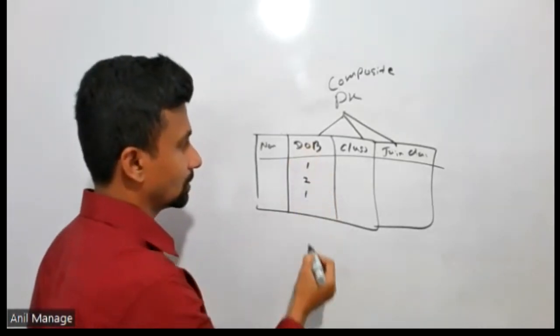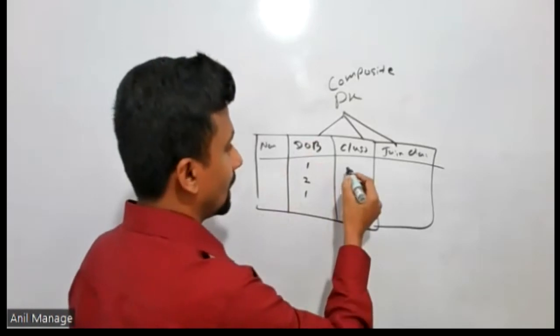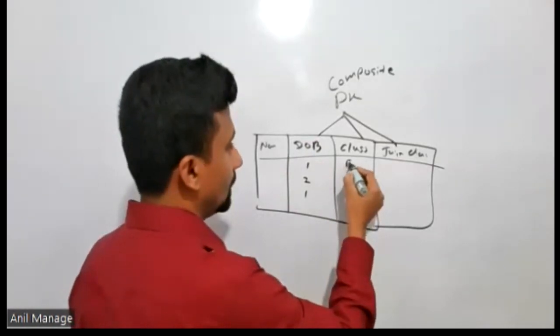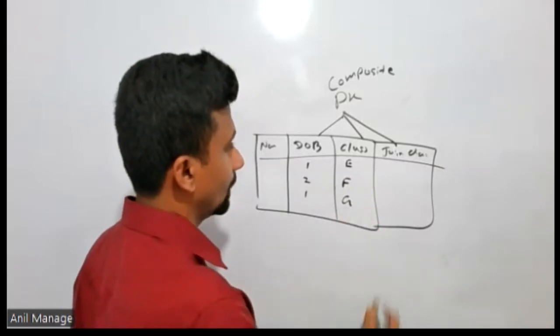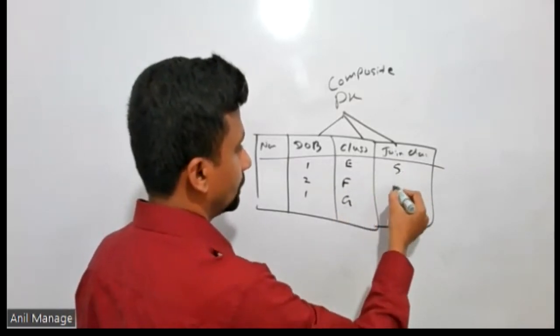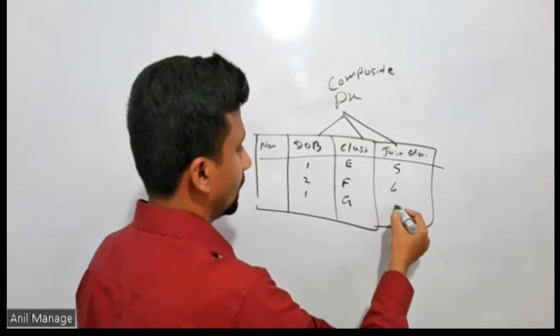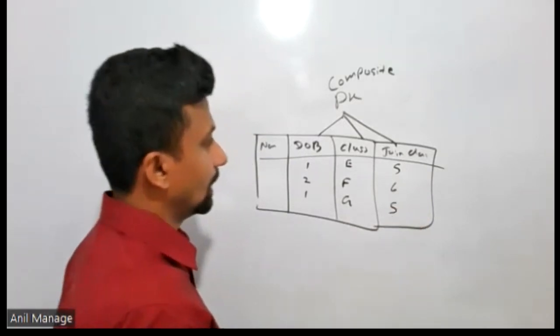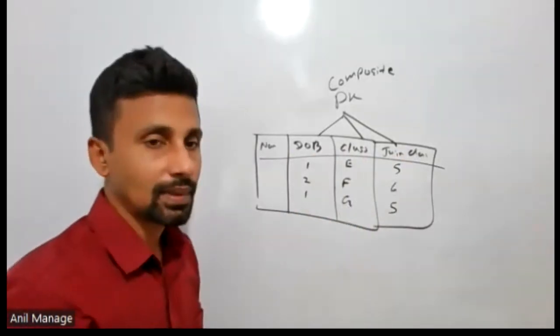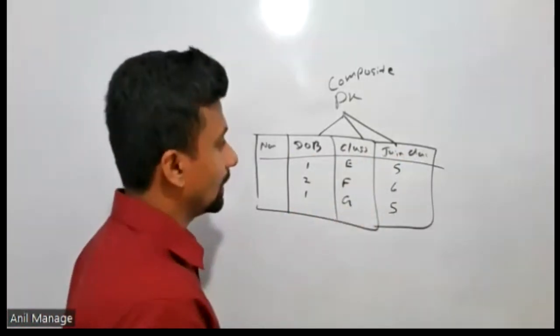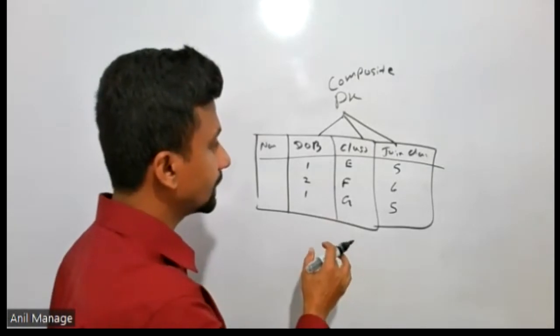Year 2, year 1 also there. So you can't take it as class, will take E, year F, year G, right? Join date, I will take 5, 6, year 5, right? Now you can see these fields separately you can't take as a primary key because there are some repeating fields.